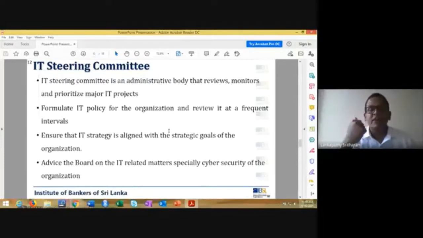The hackers enter into the system, and they try to get financial benefit by hacking the system. So at this point, the IT committee should advise the board on IT related matters, especially cyber security of the organization. So I think these are the committees' responsibilities.